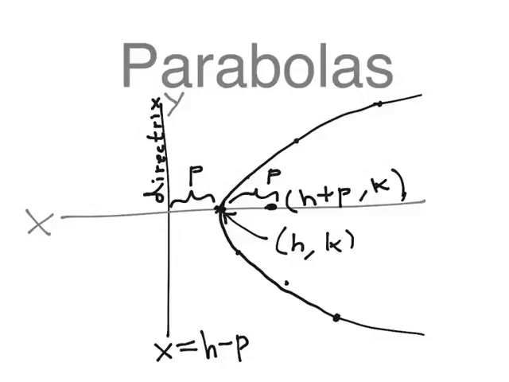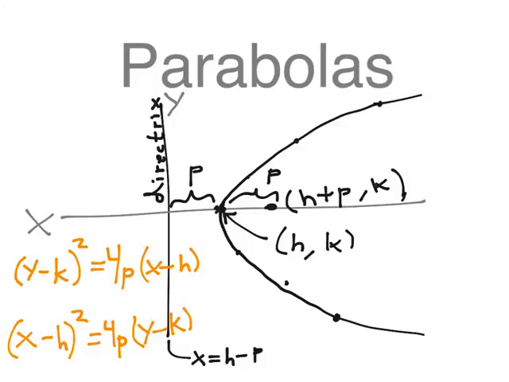So how do we know if a parabola opens left or right? First, let me reiterate standard form, this time for parabolas opening left or right. If P in this equation is positive, then our parabola opens to the right. If P is negative, our parabola opens to the left.